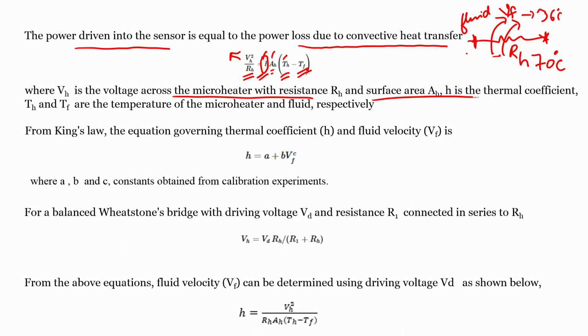Same parameters which have been described here. As I mentioned, we will be using something called King's law, and from here the heat transfer coefficient H is equal to A plus B times fluid flow Vf to the power C. What are these A, B and C constants? How do you get these values?